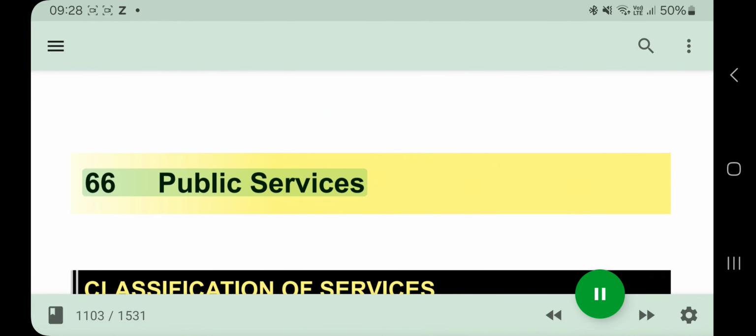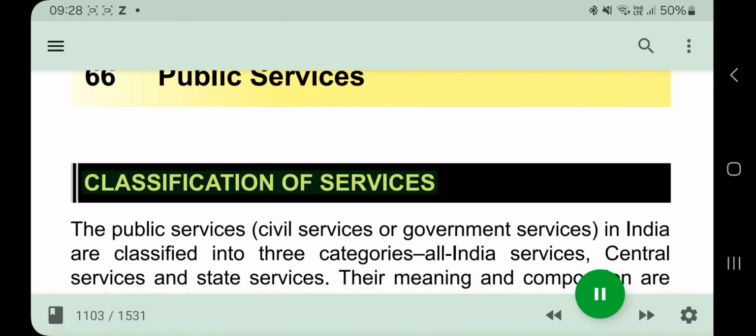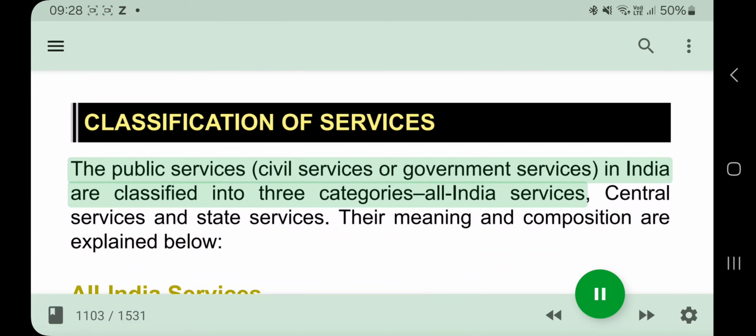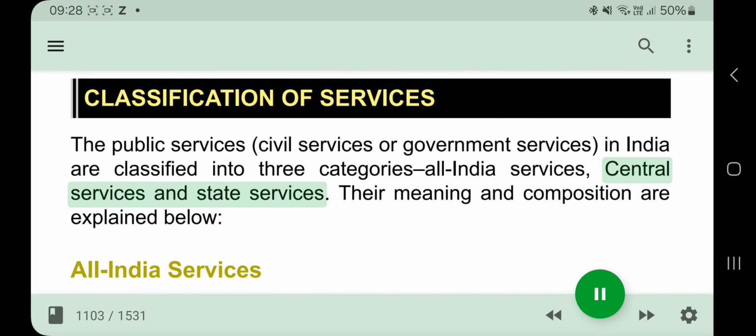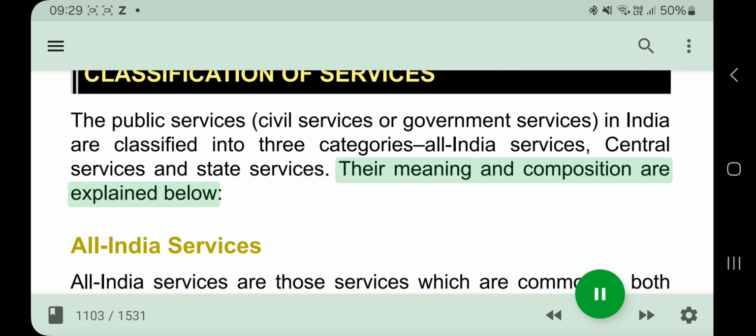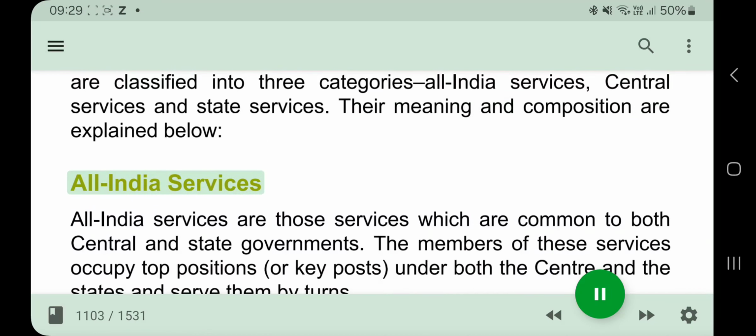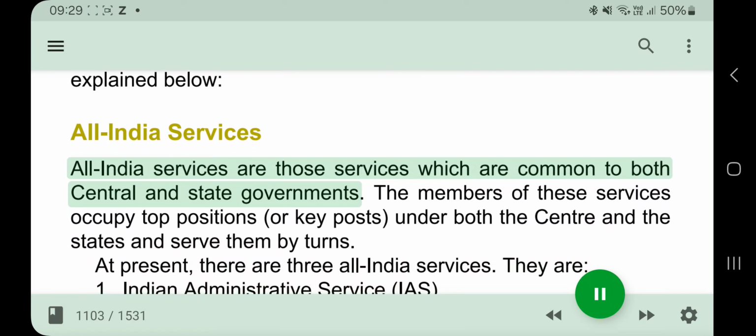Public services. Classification of services. The public services, civil services or government services, in India are classified into three categories: All India services, central services and state services. Their meaning and composition are explained below. All India services. All India services are those services which are common to both central and state governments.